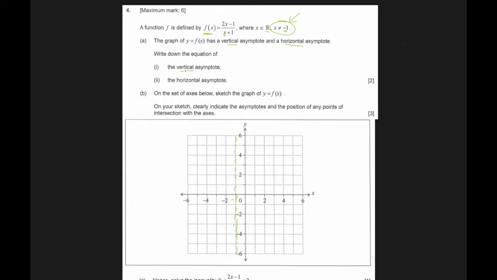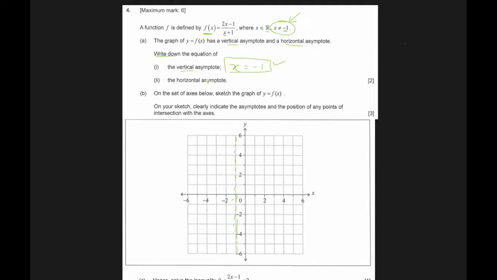But the question is not saying to show it on the graph. It is saying write down. So you will write x is equal to minus 1. This is the equation of the vertical asymptote. The green line I have just drawn is the vertical asymptote, and this is the equation of that asymptote.